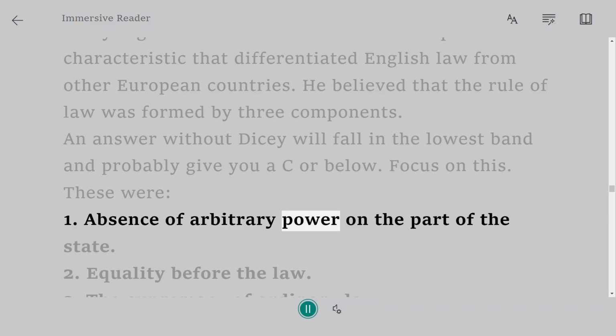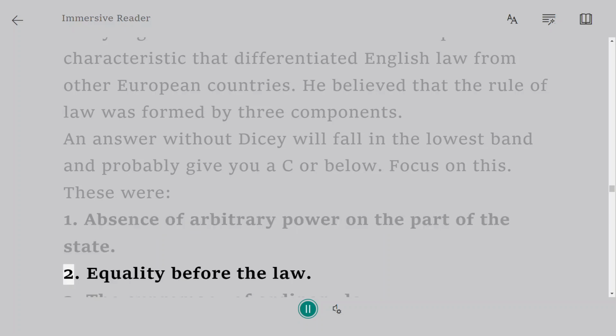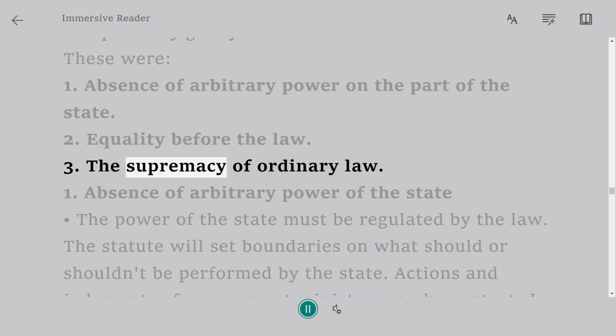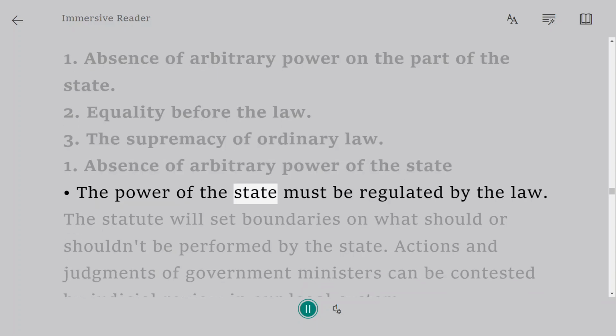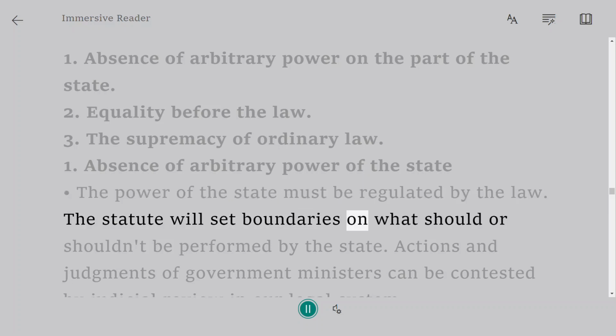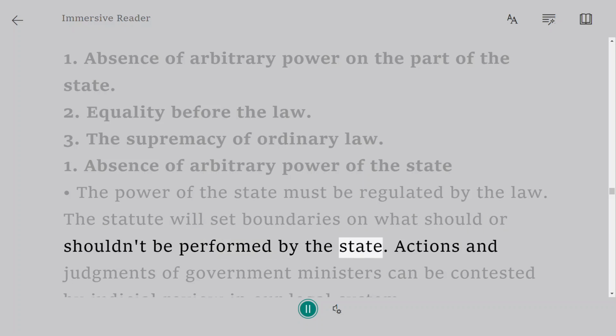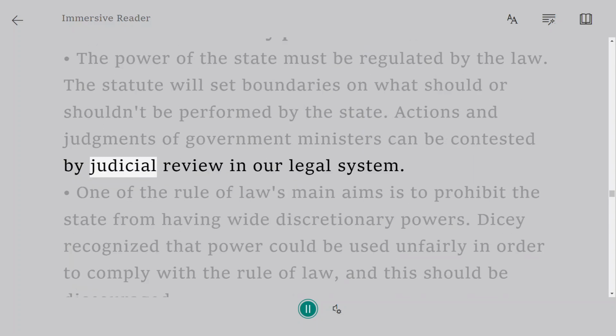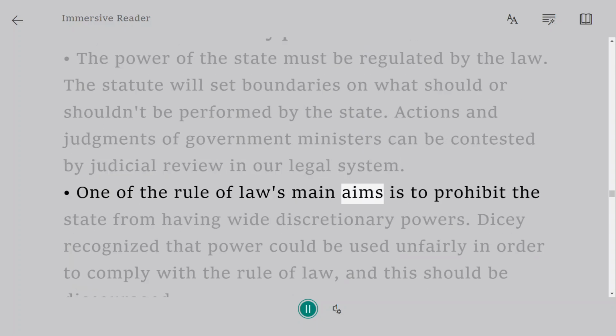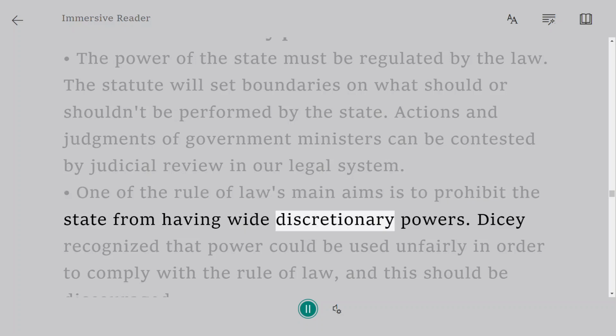Absence of arbitrary power on the part of the state. 2. Equality before the law. 3. The supremacy of ordinary law. 1. Absence of arbitrary power of the state. The power of the state must be regulated by the law. The statute will set boundaries on what should or shouldn't be performed by the state. Actions and judgments of government ministers can be contested by judicial review in our legal system. One of the rule of law's main aims is to prohibit the state from having wide discretionary powers.